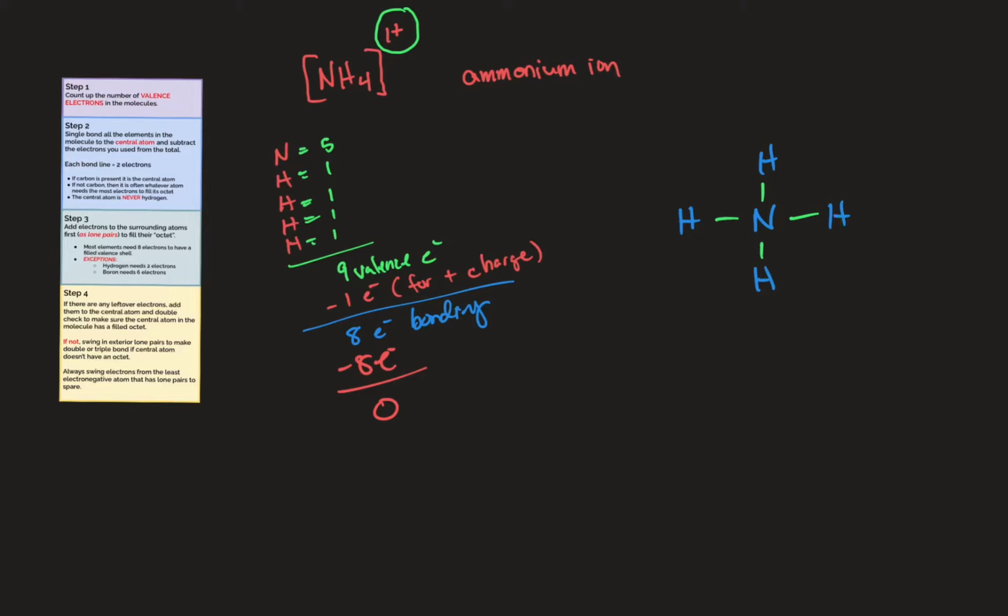The last little quirk that we do for ions is we put them in brackets. Say this whole molecule has a 1 positive charge. It is not neutral, it is an ion.